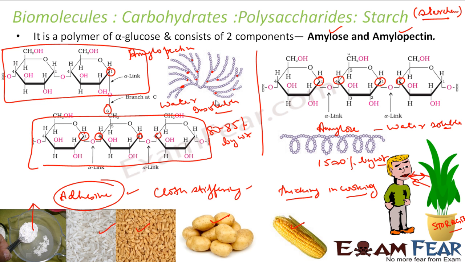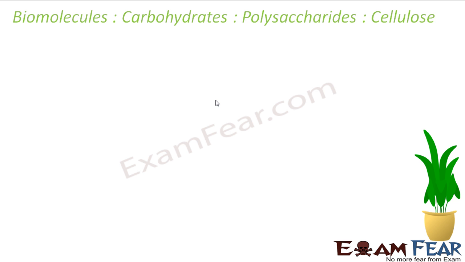The next is cellulose. It occurs exclusively in plants, only in plants. As I have told, cellulose occurs exclusively in plants, and it is the most abundant organic substance in the plant kingdom. Please note, it occurs exclusively in plants only.